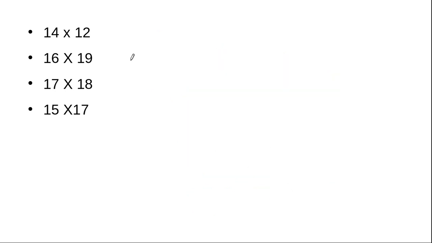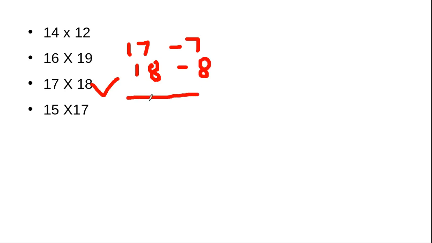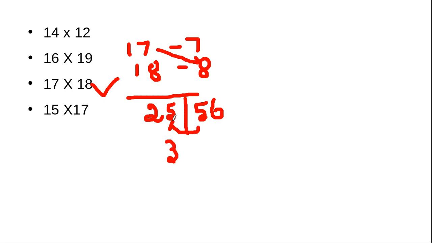Same as for 17 and 18. You know this 7 and 8, so this will be the value of 25. Then you have to multiply this number, 7 into 8, that is 56. Same like the carryover, it will be here, that is 306 is your answer.